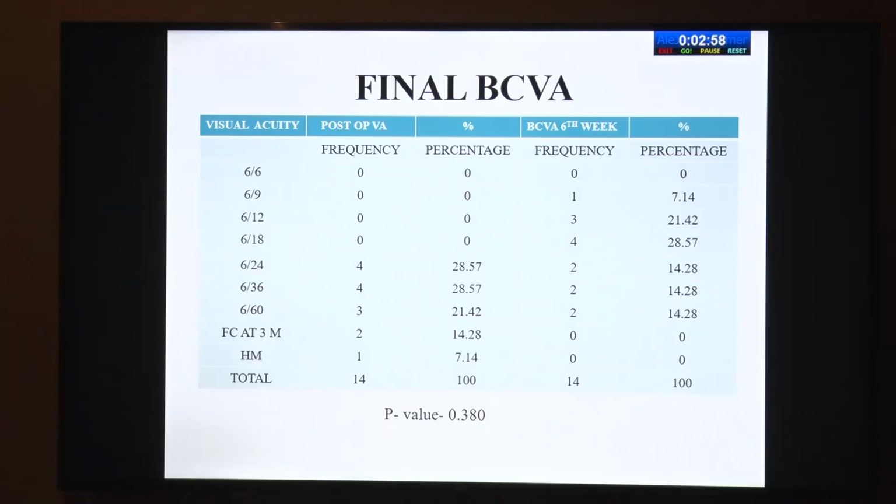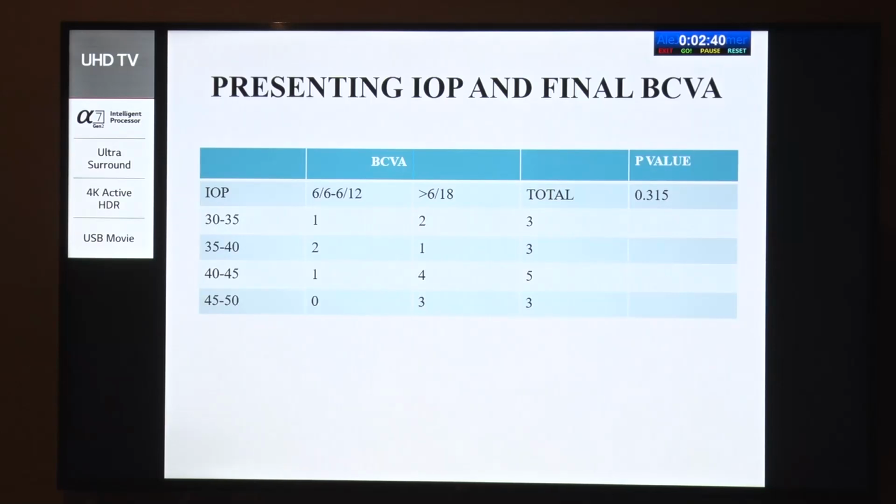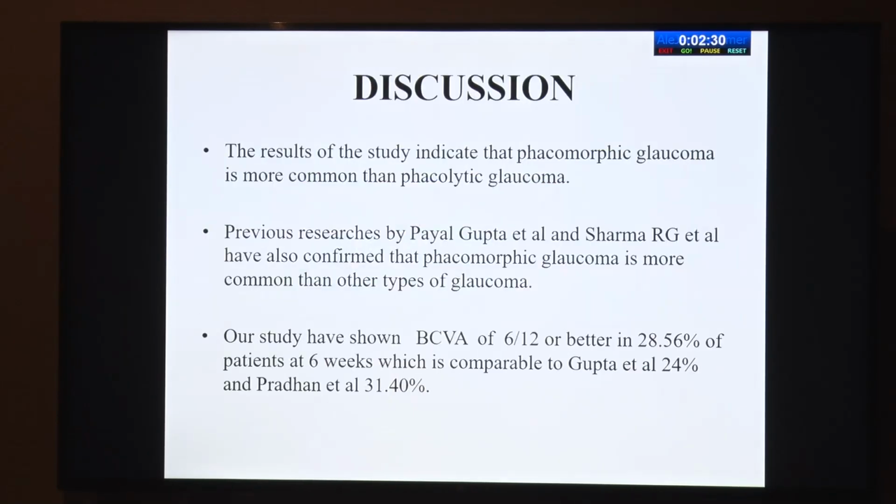In final BCVA, post-op visual acuity of 6/24 was seen in 4 patients, 6/36 in 4 patients, and 6/60 in 3 patients. BCVA at the 6th week was 6/9 in 1 patient, 6/12 in 3, and 6/18 in 4 patients. Among patients who presented with IOP of 40 to 45, the majority had BCVA of more than 6/18, which was not significant. In discussion, the results of this study indicate that phacomorphic glaucoma is more common than phacolytic glaucoma.